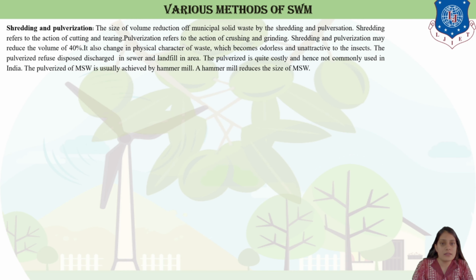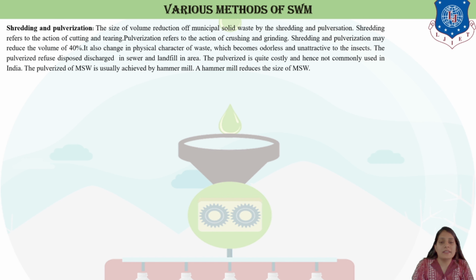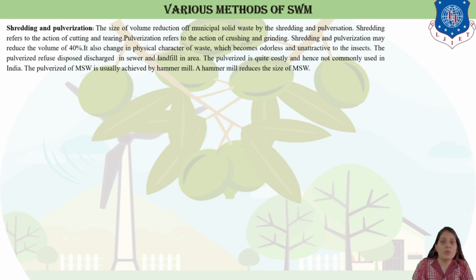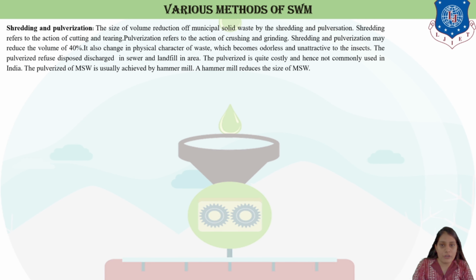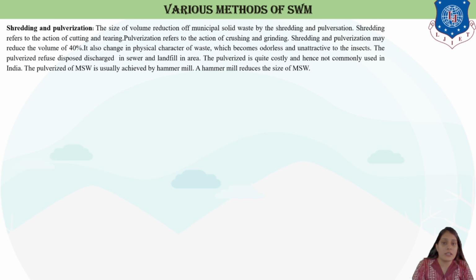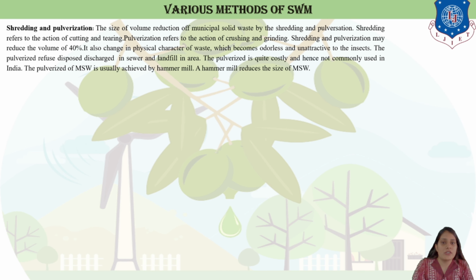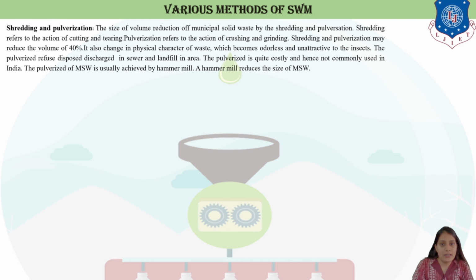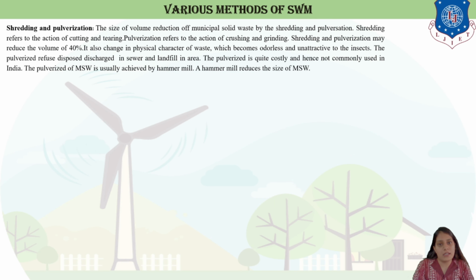So first of all, let us discuss the first method, which is known as shredding and pulverization. What is that? Shredding and pulverization is a machine which shreds the material, which is actually a solid. With that, we do the grinding of the waste which we have collected. Then we do the shredding, and then we remove the material which is hazardous to the land, right? And we dispose of it. So basically we are crushing it, which is known as shredding and pulverization, and it may reduce the volume by 40%. Hence it is not commonly used in India. Municipal solid waste is usually processed by hammer mills, right? So using a pulverization and shredding machine we can reduce the volume, and the things which are not required, which are not shredded, are disposed of at a different site or in a different collection.